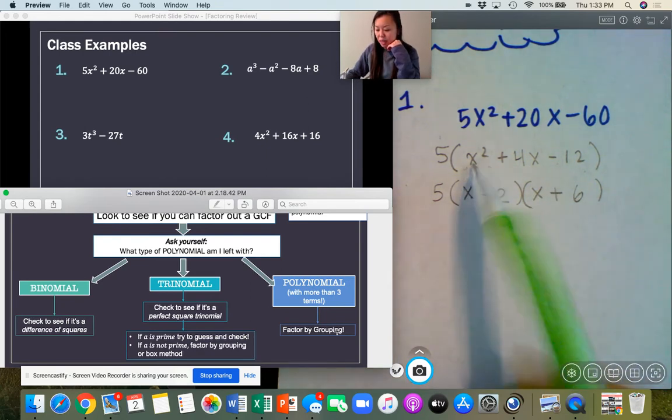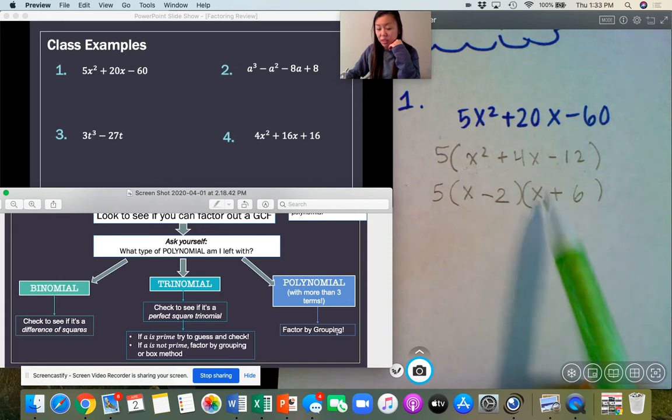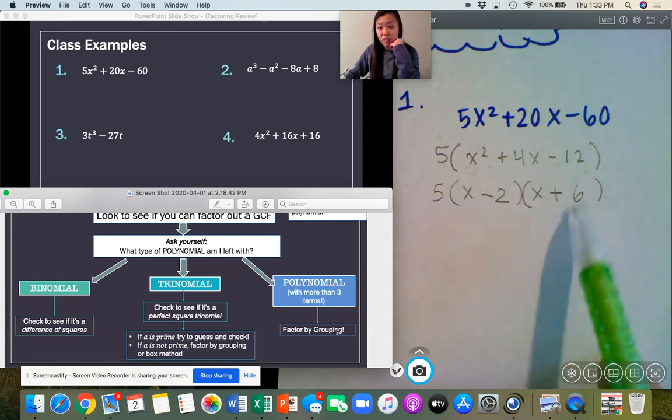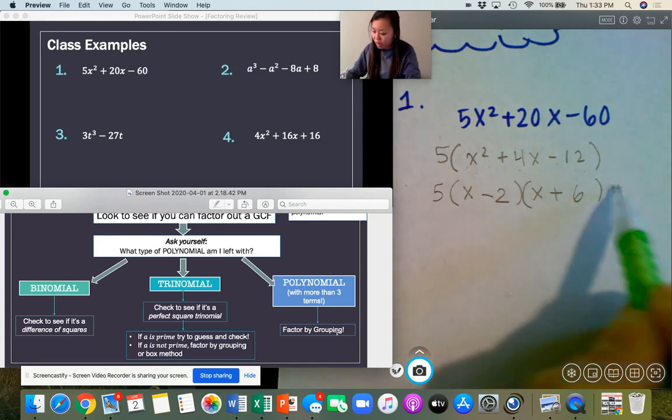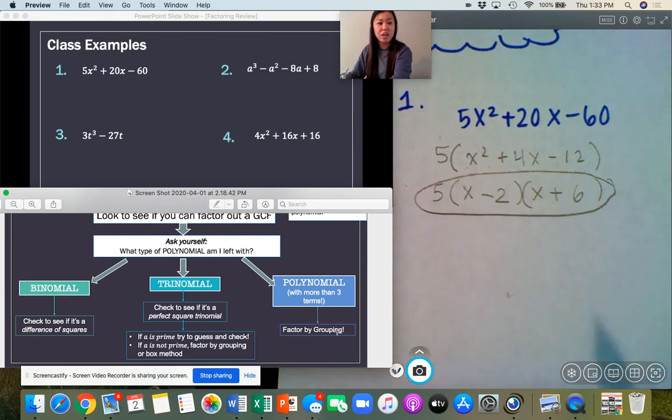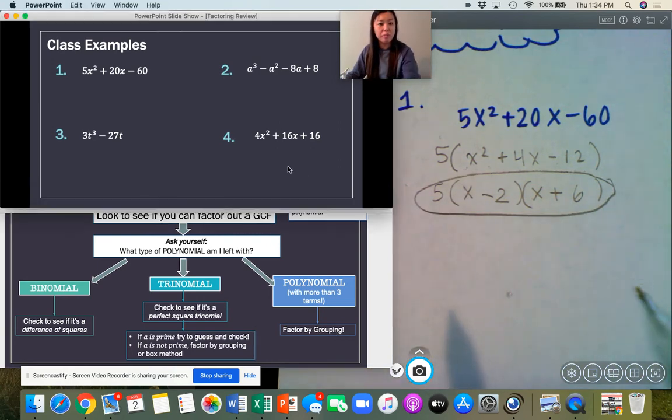X times x gives me x squared, positive 6x minus 2x gives me the positive 4x, negative 2 times positive 6 gives me the negative 12. And I get my final answer. Let's check our work with the PowerPoint over here. Beautiful. All right, let's move to number 2.